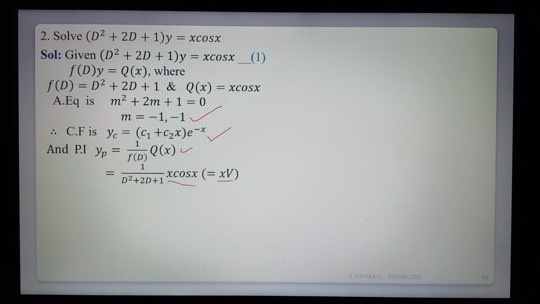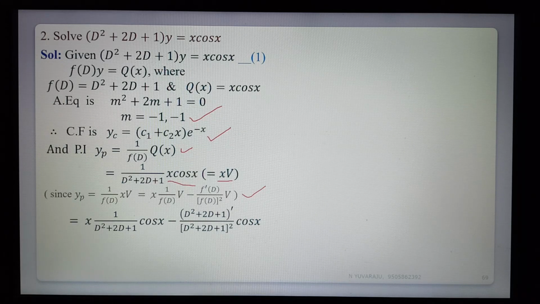Which form here? x·V form, and V = cos x here. So using this formula, x·1/f(D) V, that is x·1/(D² + 2D + 1) V, where V = cos x, minus the derivative (D² + 2D + 1)' over (D² + 2D + 1)² cos x. Which form here? cos bx form, b = 1 here. Proceeding with type 2, cos bx with b = 1, replacing D² by −1².